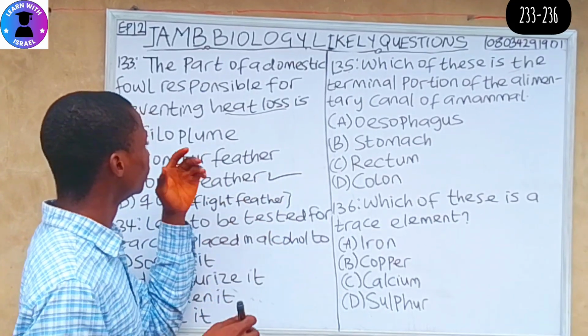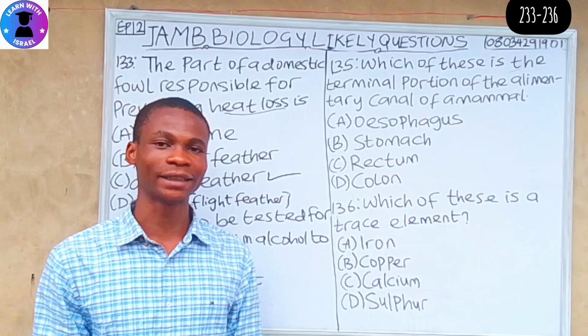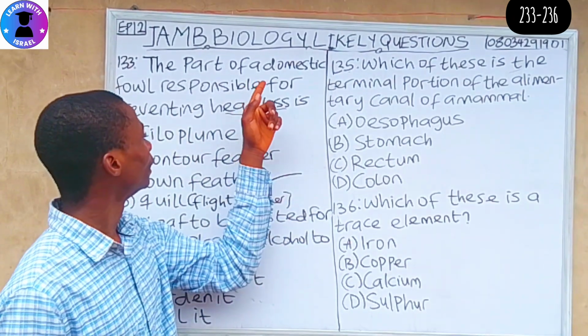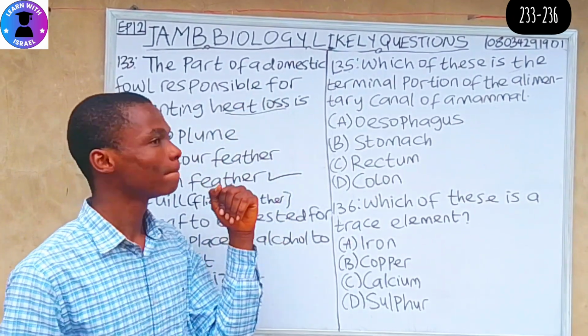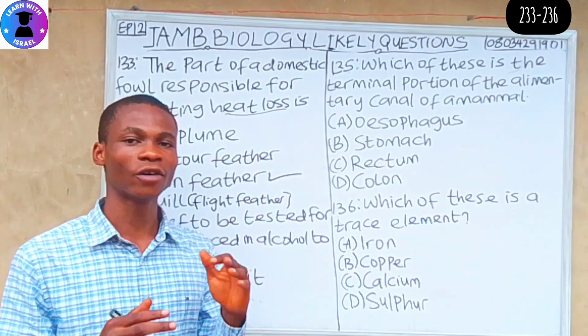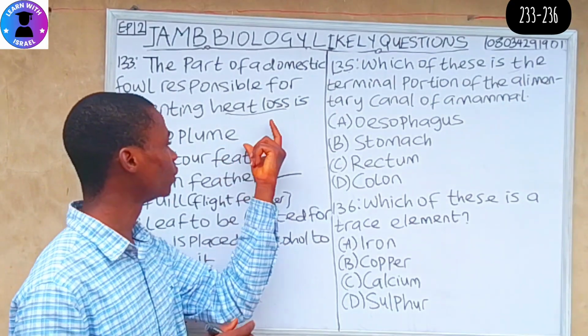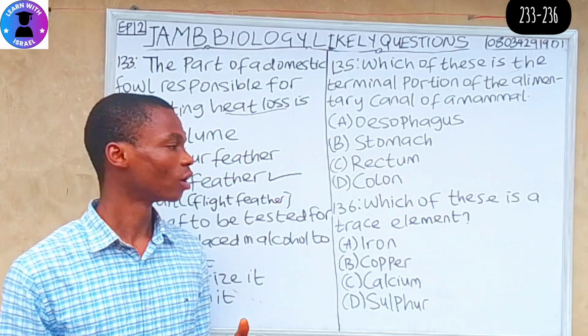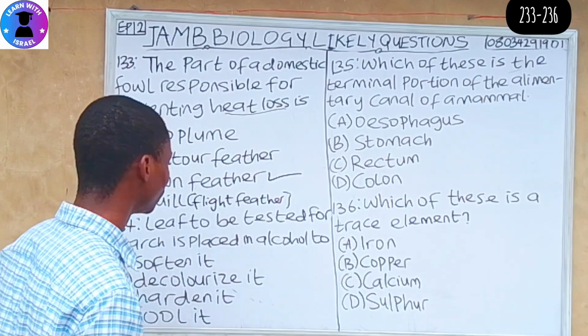And for phyloplume, phyloplume is a hair-like material in the domestic fowl. It's found in the domestic fowl with an unknown function. The function of phyloplume is unknown. So guys, let's move to the next one.